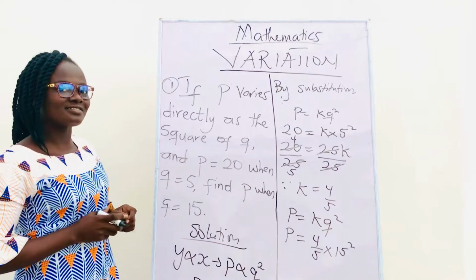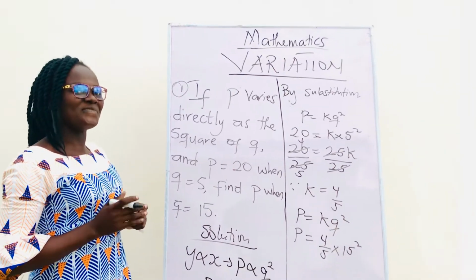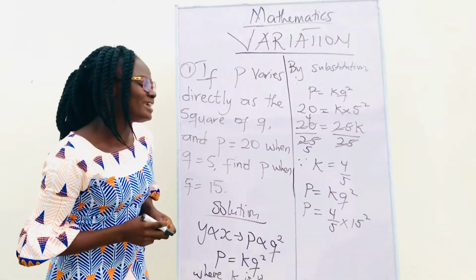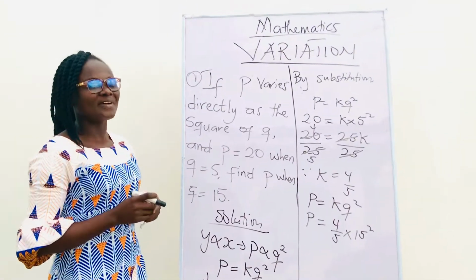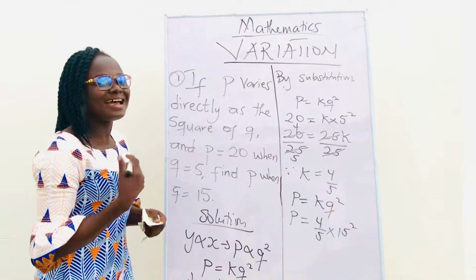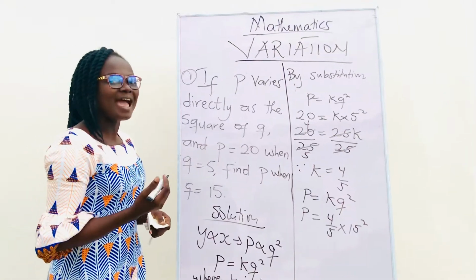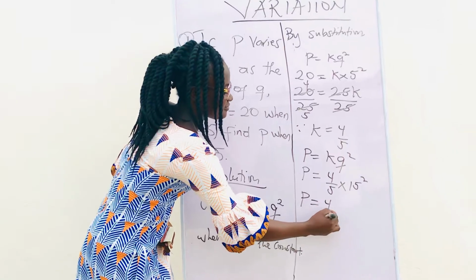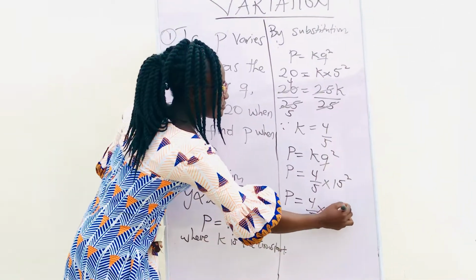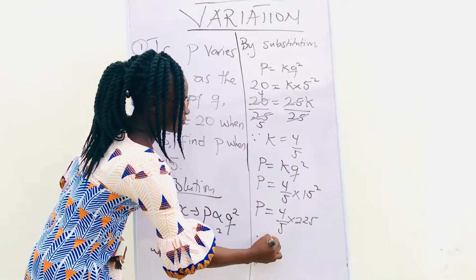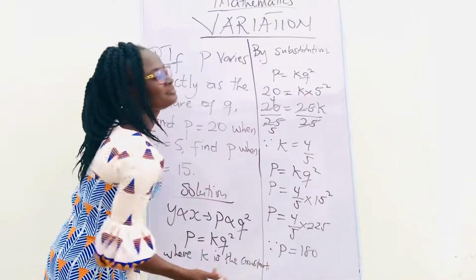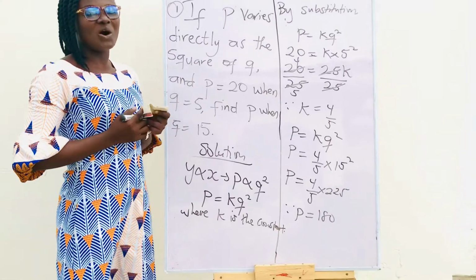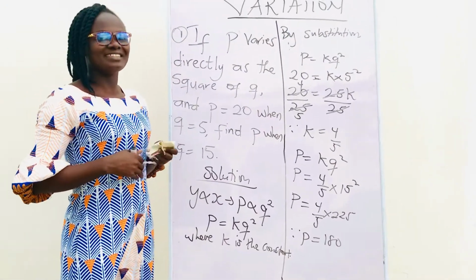Great. I believe you are following. Well done. So what do we do again? We simplify. Therefore, we are getting our p as, that is excellent. Our p is now equal to 180.